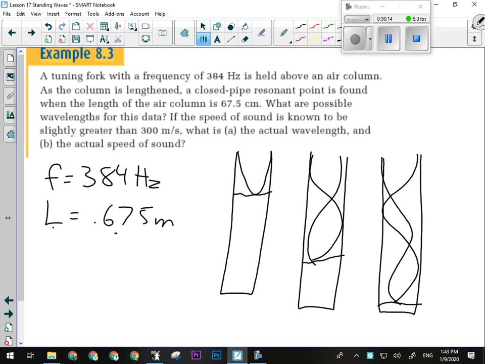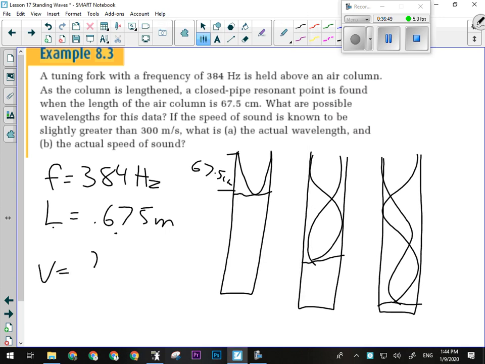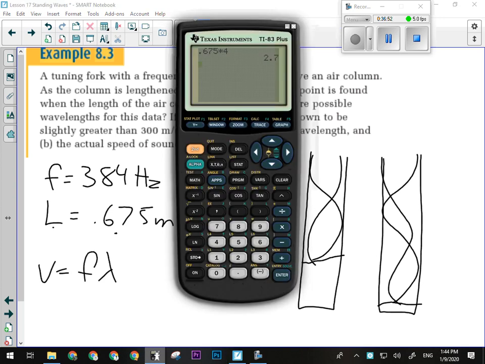If it was this one, then the actual wavelength is how many times this number? Four times. If this is the waveform that's in the tube and this distance here is 67.5 centimeters, then the wavelength is four times that number. To me that seems like it's kind of big, but we can check it. 0.675 times 4, right? So there's my wavelength. That's definitely not going to be right, because v equals f times lambda. If my frequency is 384 hertz and I multiply that by 2.7, that's definitely way more than 330 meters per second. Agreed? So that's probably not the right answer.